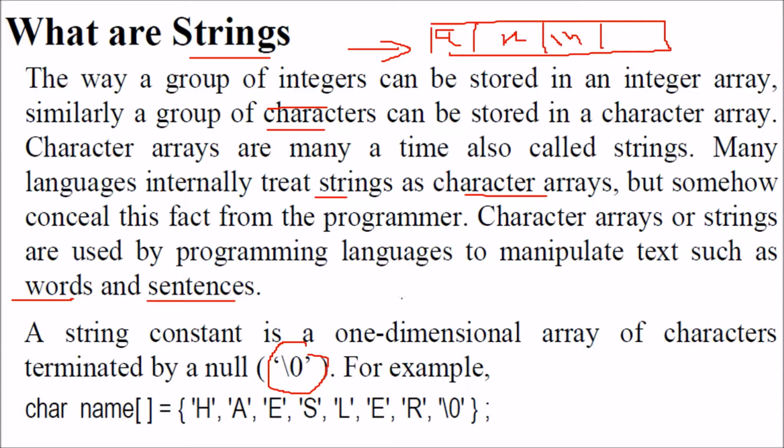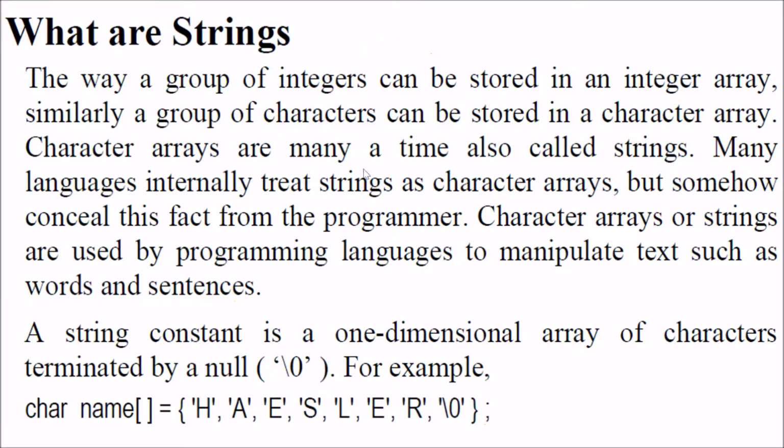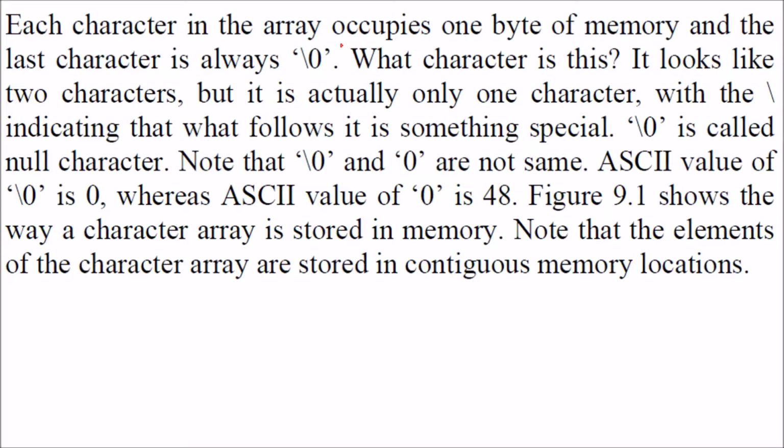In C, the string or character array is always terminated by a \0. So if you say, I have a character array, the end has to be \0 if you want to make it a string. So \0 is very important.